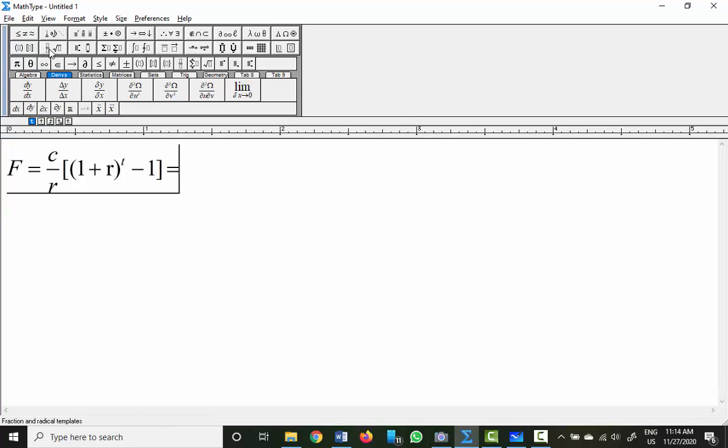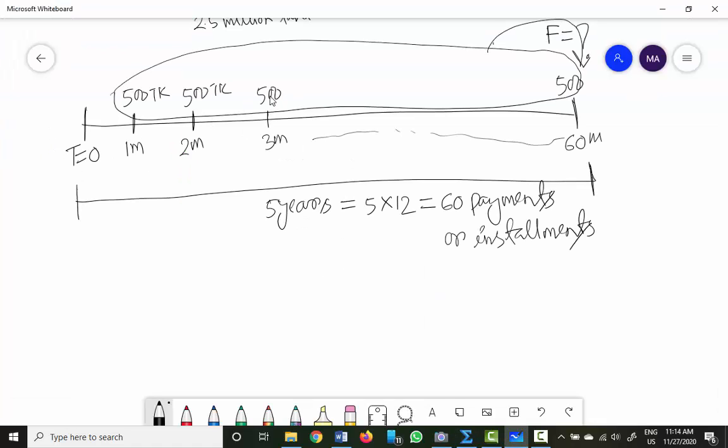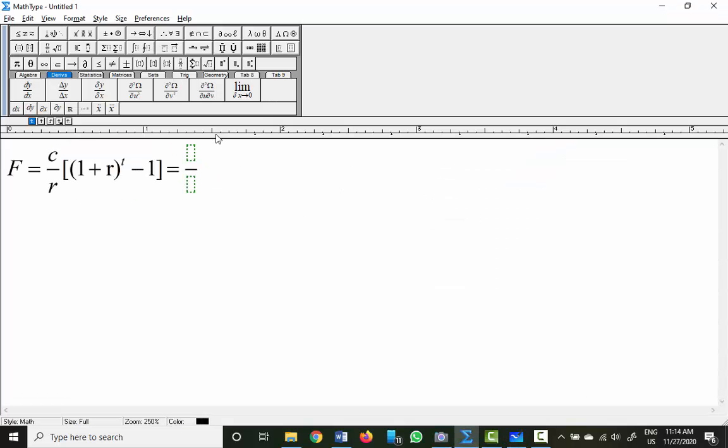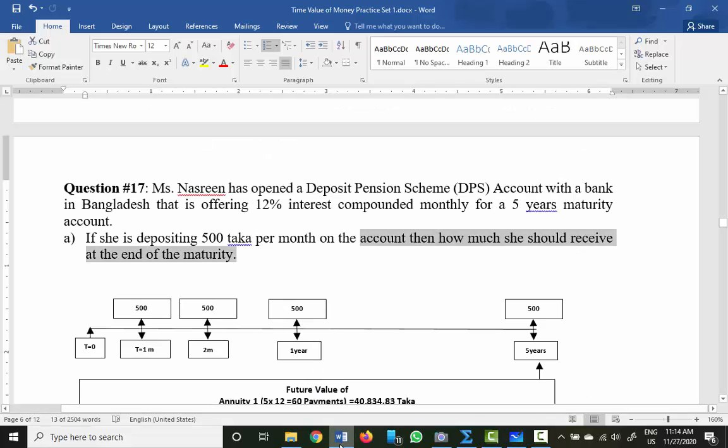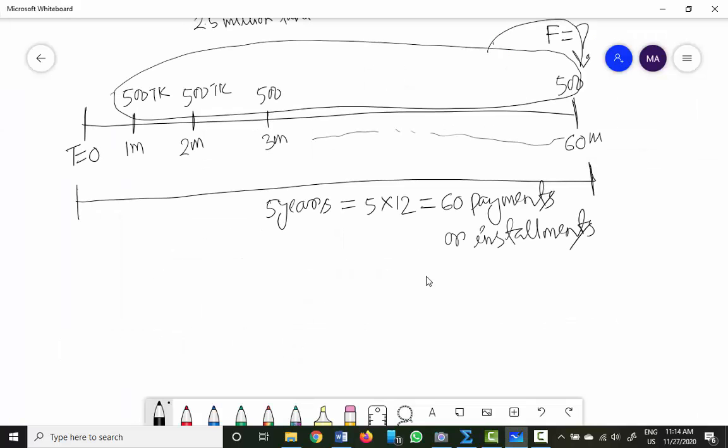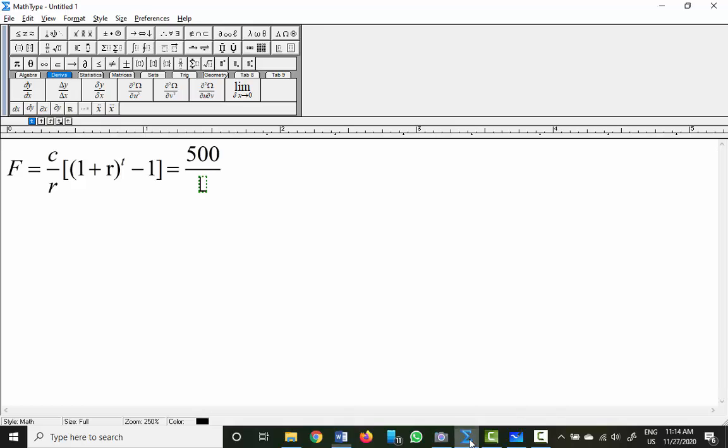The value of C, the monthly installment, is 500 taka, as given in the question. R is the rate of interest. The rate of interest is 12% compounded monthly. 12% is the annual rate, and if you want to get the monthly interest rate, you should divide it by 12.